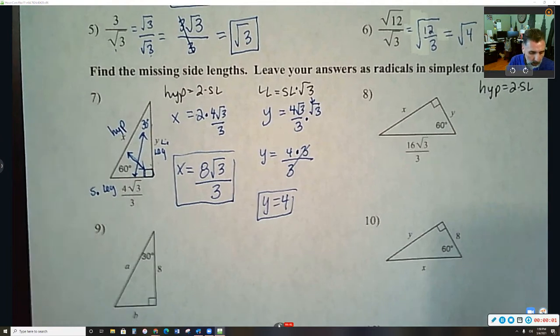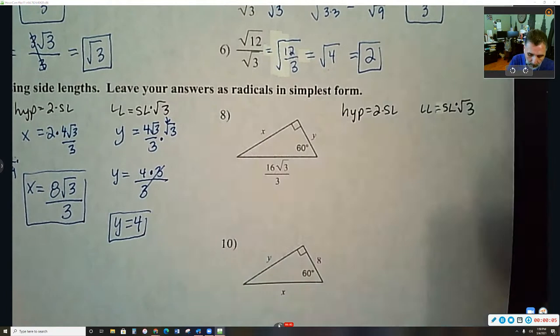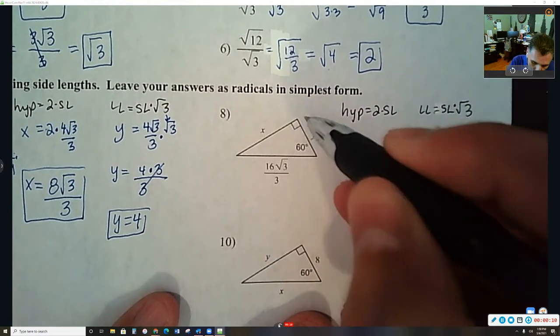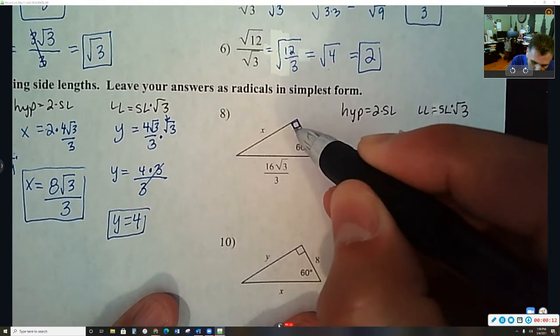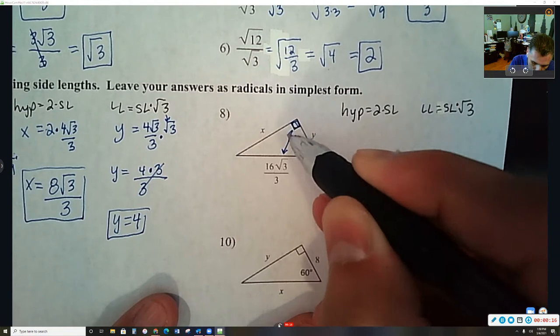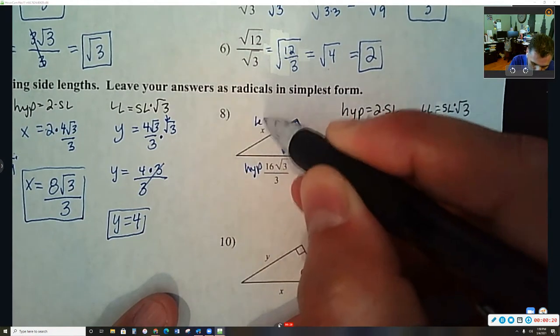So if I continue with 8, I'm going to do the same thing as I did in number 7. The first thing we need to do is find the hypotenuse, the short leg and the long leg. I'm going to go across here to find the hypotenuse. Right, these two must be the legs.